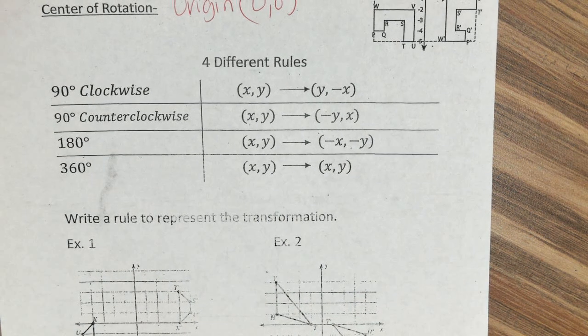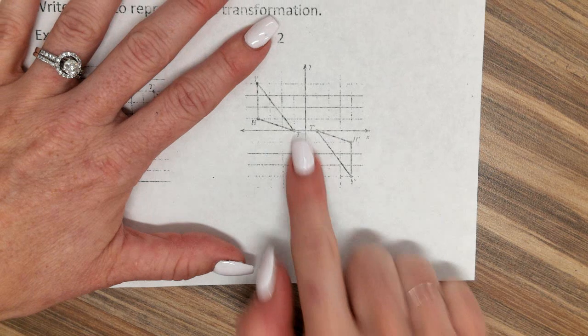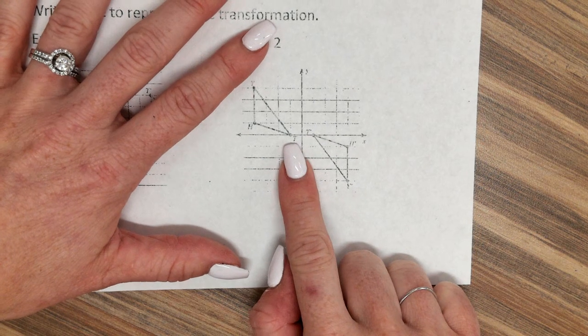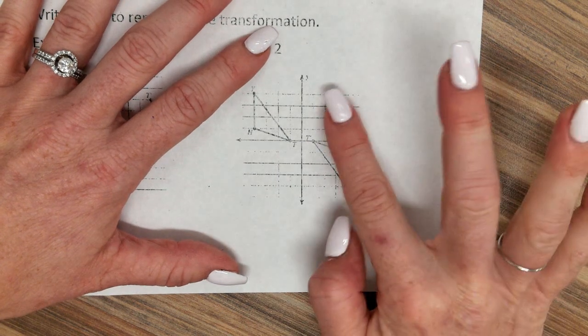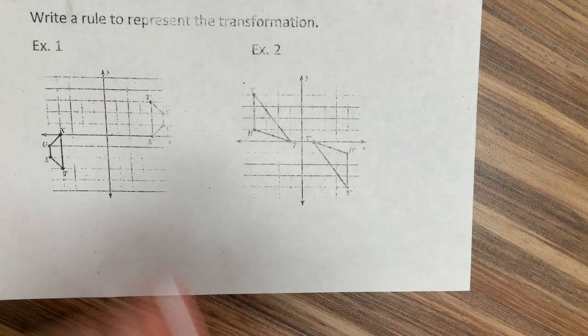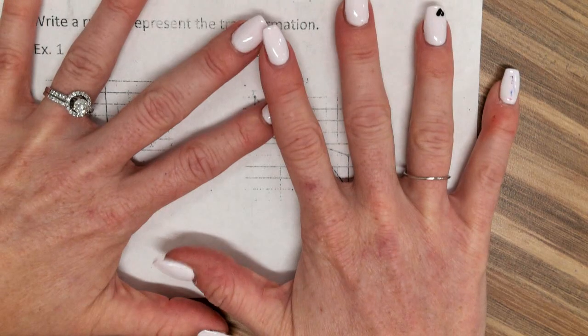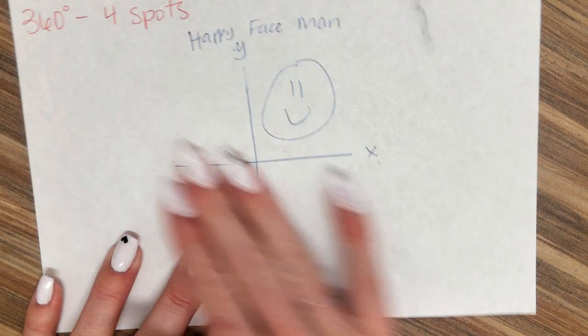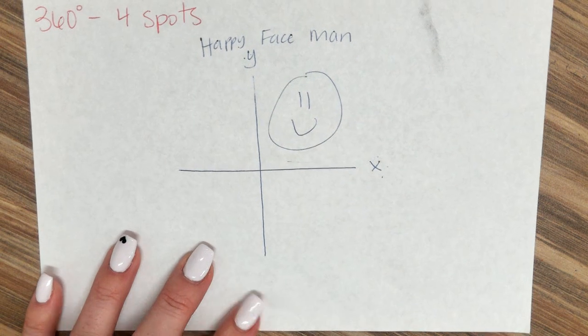Where students get confused is they want to use their picture, but it won't work because you have to use a picture with it in quadrant 1. So do not ever use their picture. Do y'all understand? You have to use your happy face man for this rule to work. All right, let's do one more.